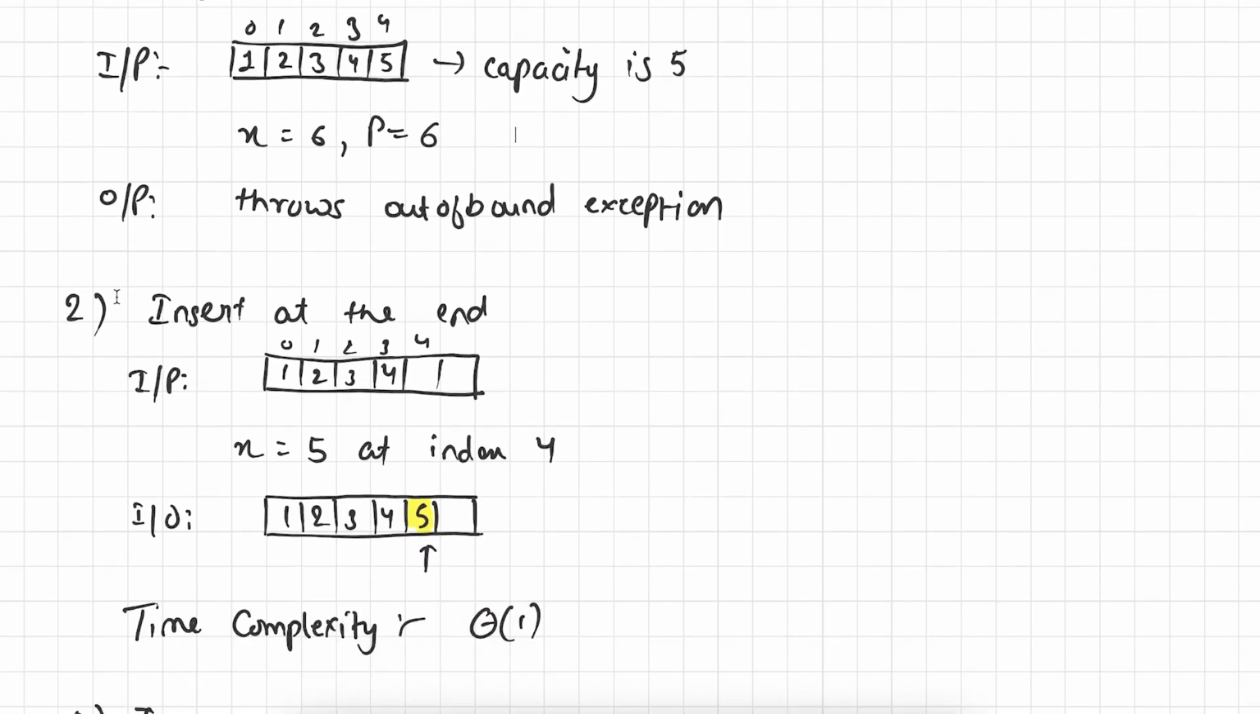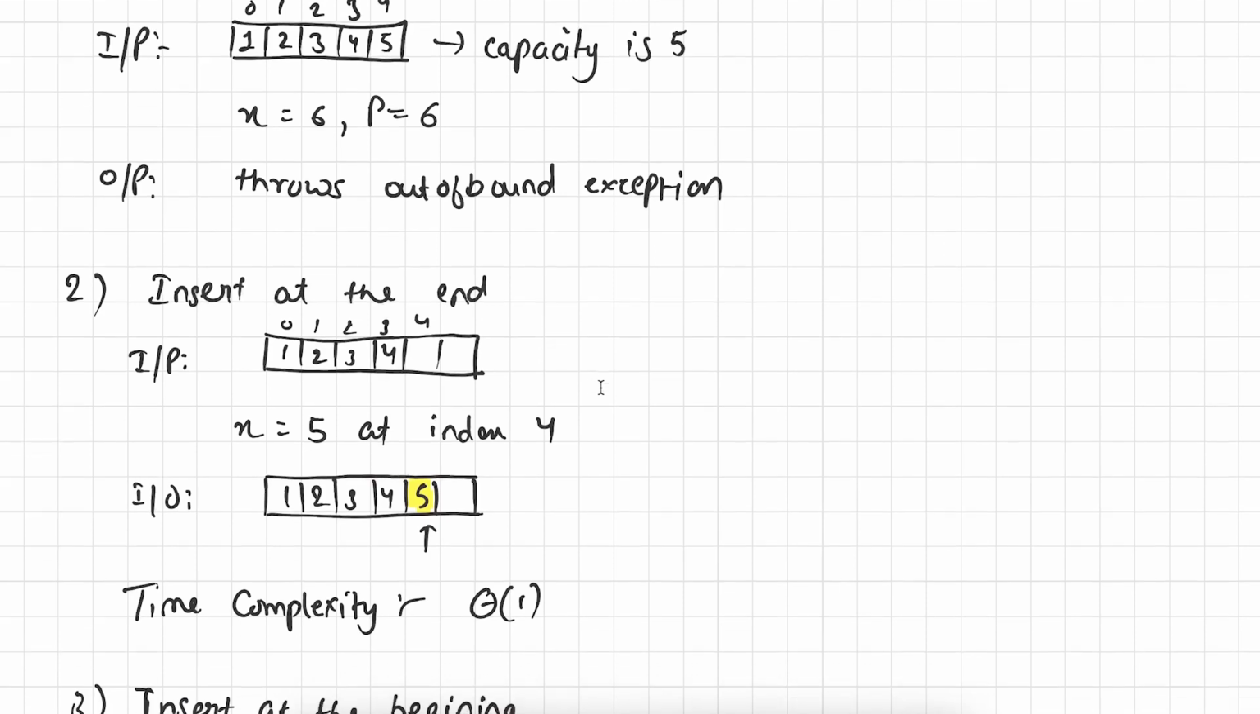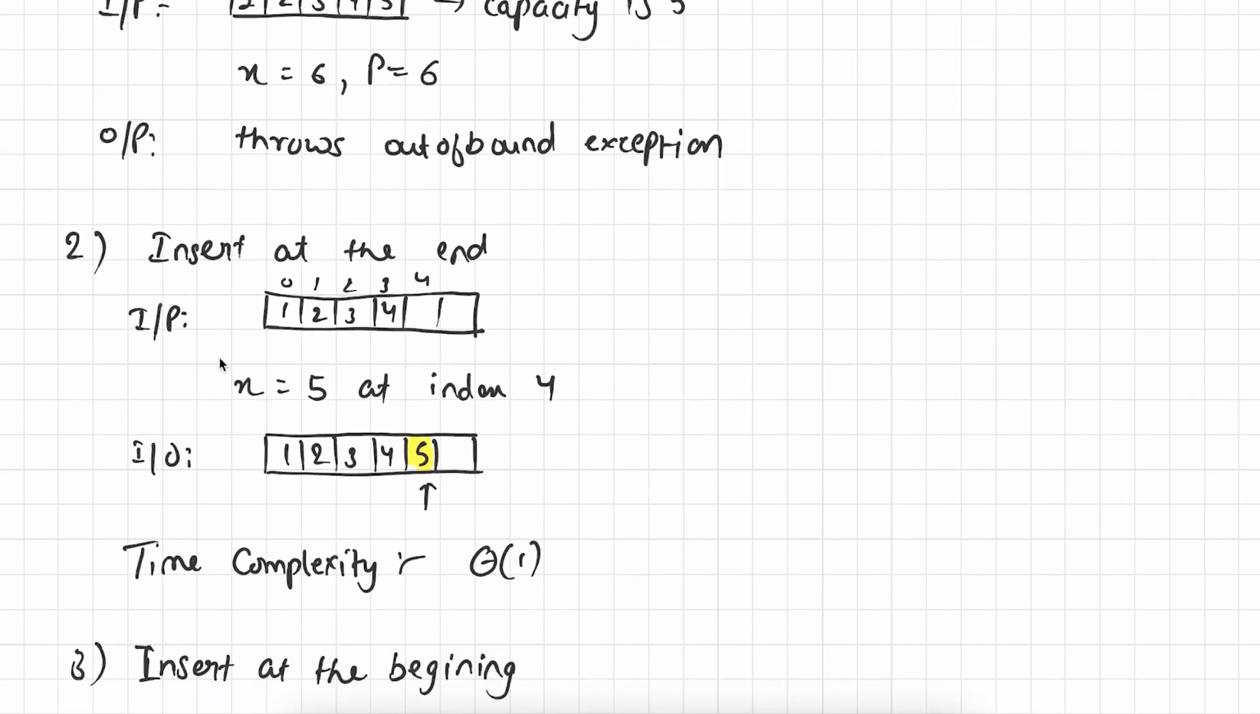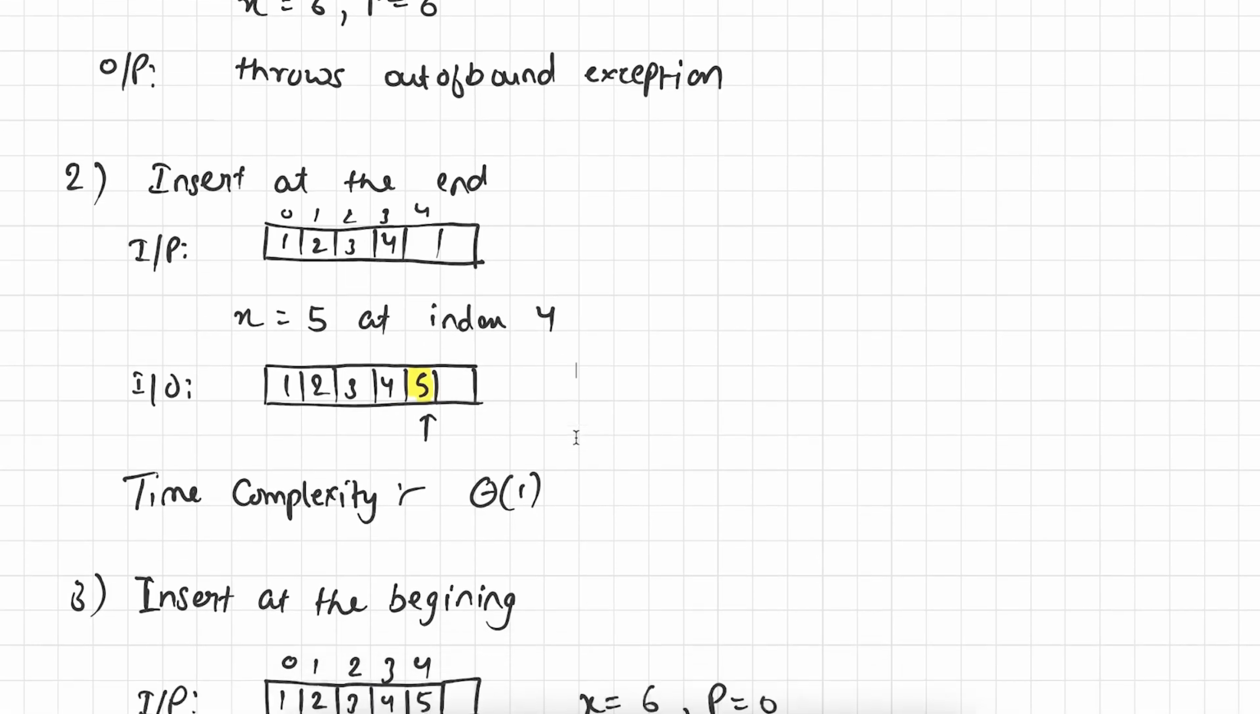Now what happens if you want to insert at the end? Here we are assuming that we have some empty space to add new elements. So in this case, if x is equal to 5 and we want to enter 5 at index 4, it's going to simply enter 5 at index 4, and the time complexity of this operation comes out to be theta of 1. In constant time, we can insert any element at the end if we have available space.